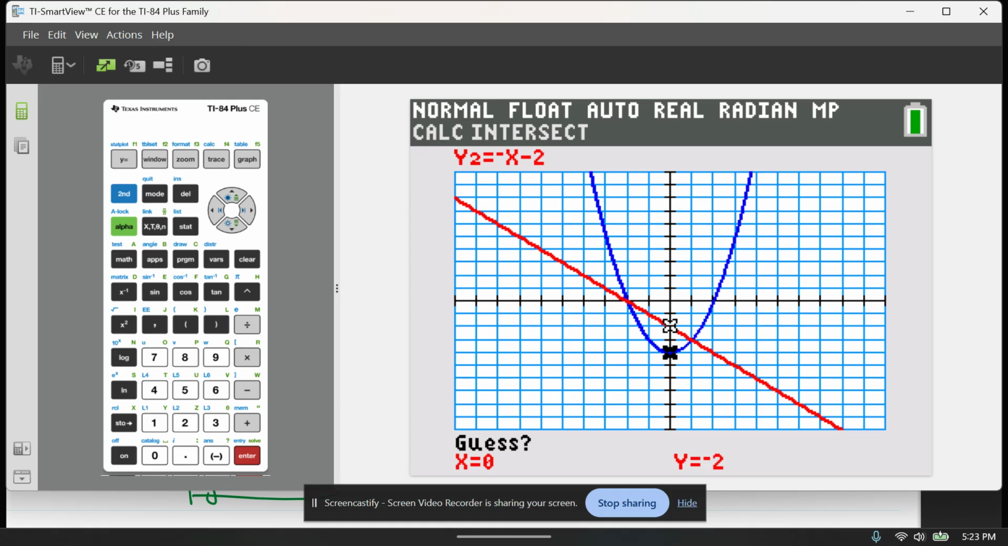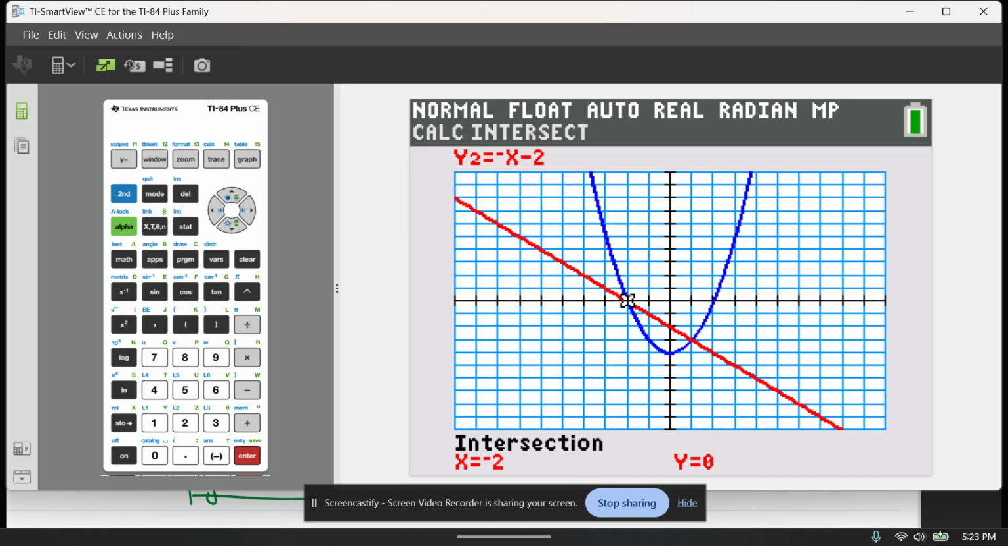Okay. We want to move close to the one we want. I've got two of them. It doesn't matter which one I get first. I'm going to move to this one over on the left first. So I'm going to take my cursor and move to the left when it says guess. I don't have to be right on it. I just got to be close to it. I'm going to hit enter.